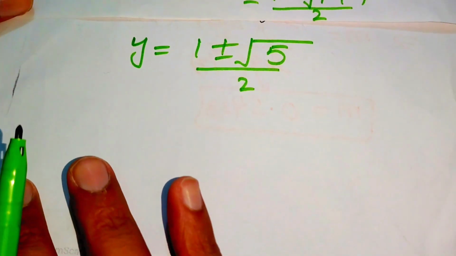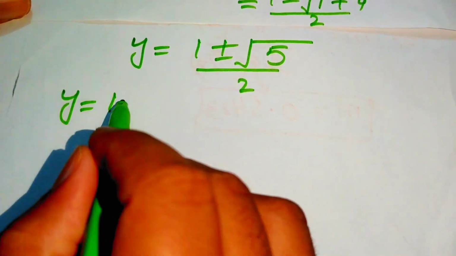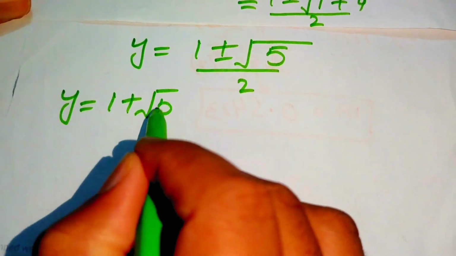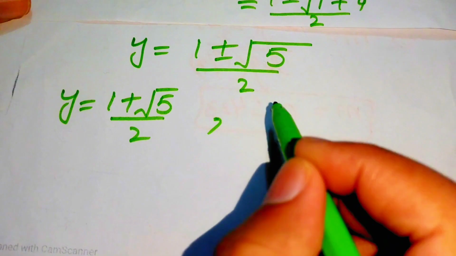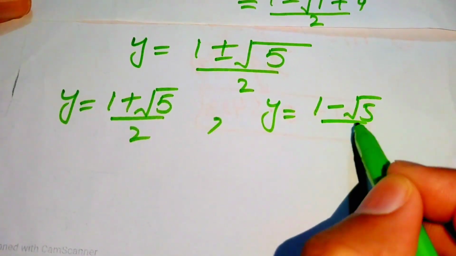They are the positive and the negative value accordingly. First we write the positive value, which is 1 plus the square root of 5 over 2, and here we write the negative value, which is 1 minus the square root of 5 over 2.